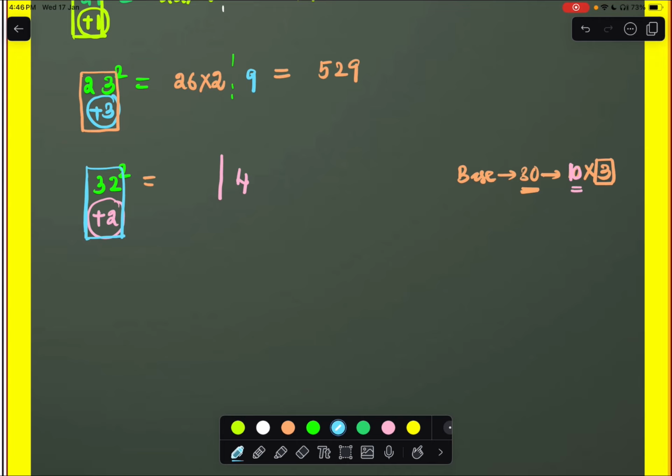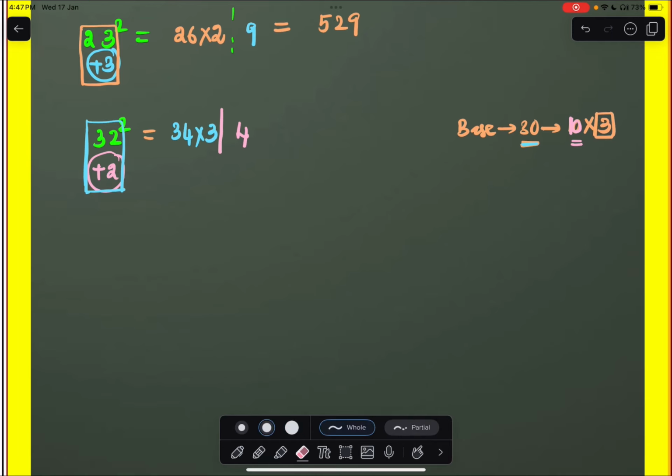Now to get the leftmost part of the number, to the number add its surplus value. 32 plus 2 will get 34 only, and your convenient base is 3 times the standard base. Now we have to multiply the leftmost part by 3. What will we get? 34 times 3: 30 times 3 is 90, 4 times 3 is 12, so 102, and 4 as it is. Therefore we know that 32 squared is equal to how much?